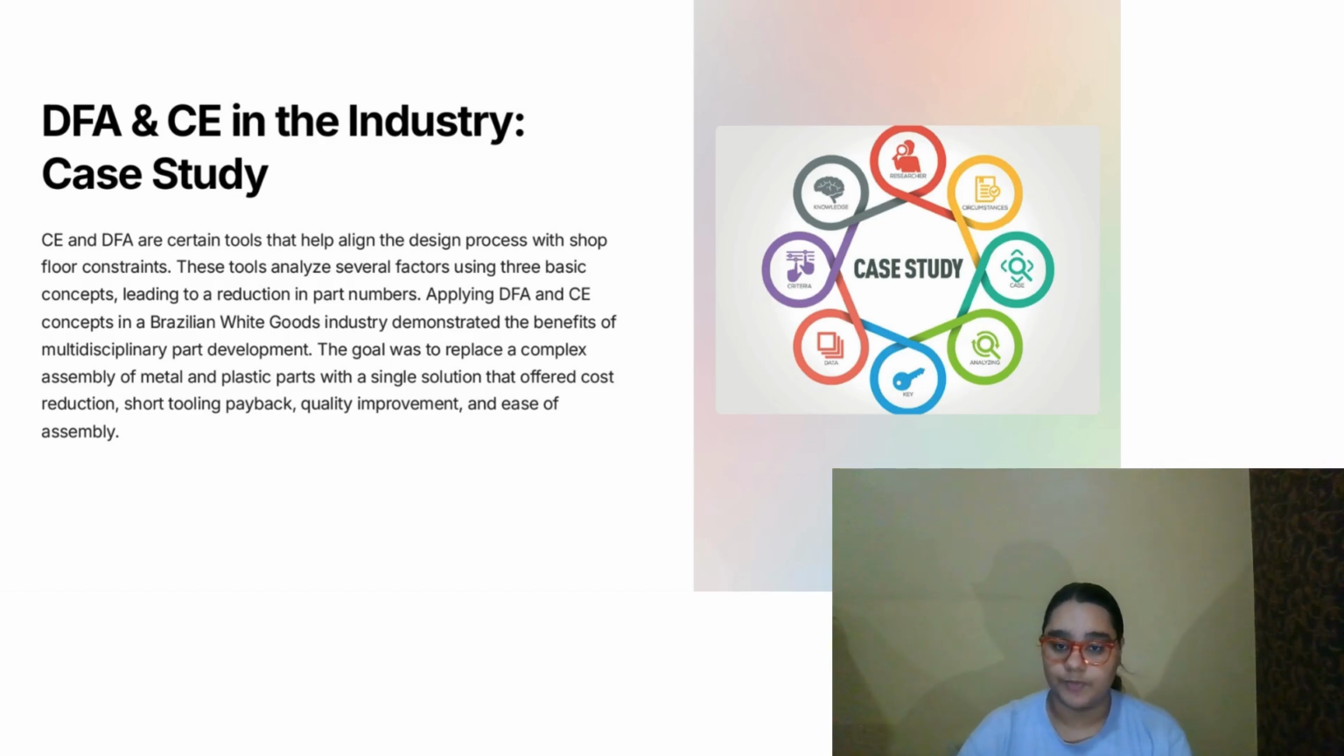The third one is quality improvement. Fewer parts and a simpler design led to higher consistency in quality of the final product. The fourth is ease of assembly. With fewer components to handle and assemble, the production process became much smoother and faster. This multidisciplinary approach to part development underscores the power of integrating CE and DFA concepts. It not only aligns the principles with practical shop floor constraints but also drives efficiency, cost savings, and improved product quality. Now, coming to concurrent engineering, there are various cases where both of these prospects can be applied along with concurrent engineering, and a good quality product can be made.